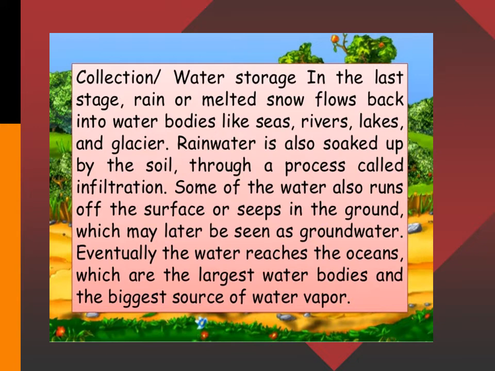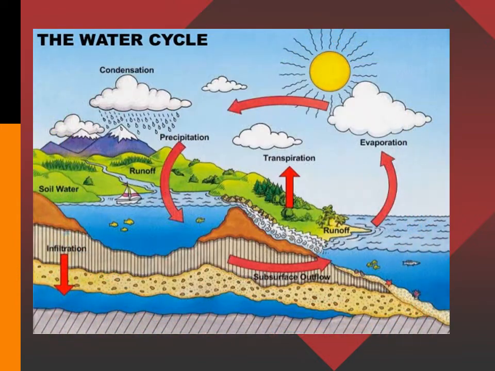So the last step is collection or storage, meaning the rainwater collecting in sea, rivers, lakes or underground. Again, this process will repeat again and again. That's why it is called the water cycle. You can see here in the diagram, the first step is evaporation, then condensation, then precipitation, and finally collection or storage or runoff.